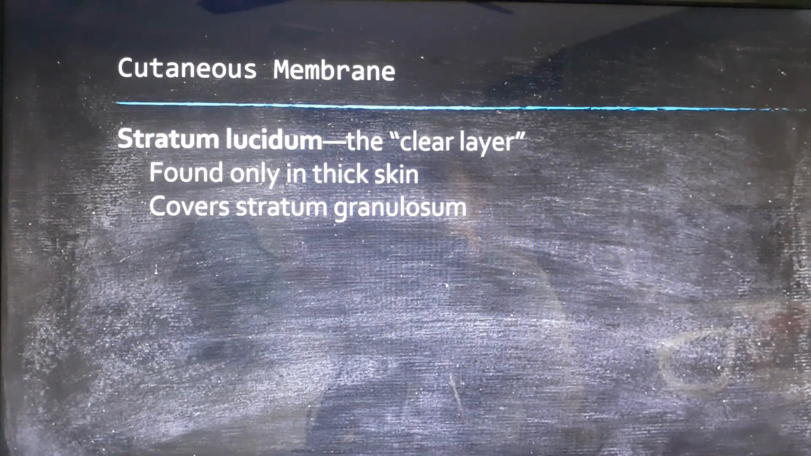Now in thick skin, this is the extra layer that we have that we don't have in thin skin. It's called stratum lucidum because the cells are tightly compacted and light shows through them. It looks like a clear band. And it's only found on your palms and soles, and it covers up the stratum granulosum beneath.